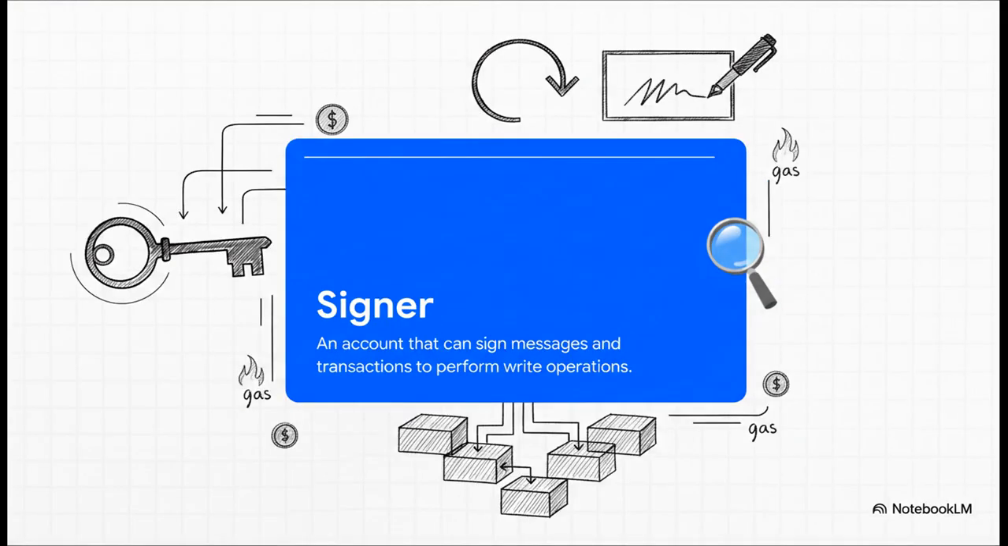And last, but honestly, this is the most important one, the signer. The signer is the key. See, the provider can only read stuff. The signer is an actual account that can approve transactions and write new information to the blockchain. Anytime you want to change something on the network, it needs a signature from a signer. And that's what costs gas, the transaction fees.